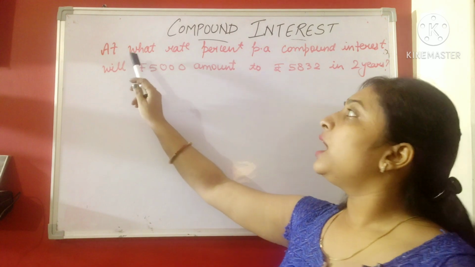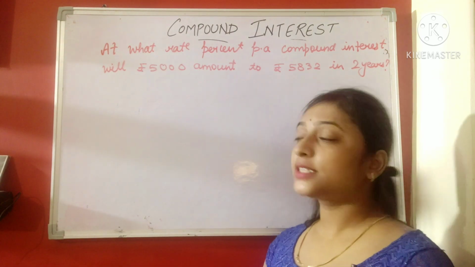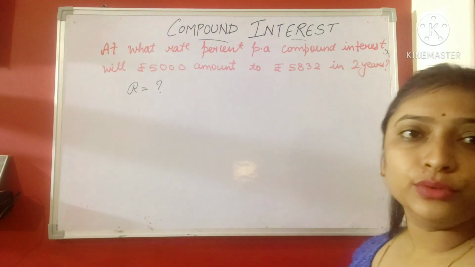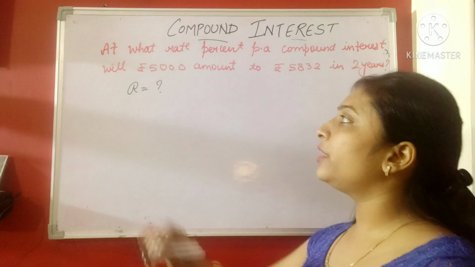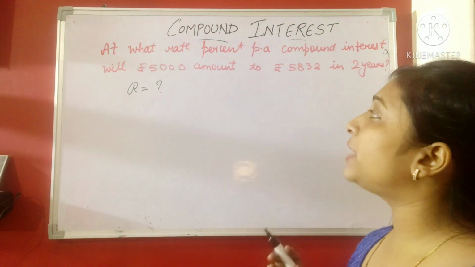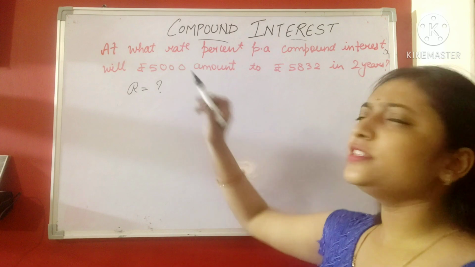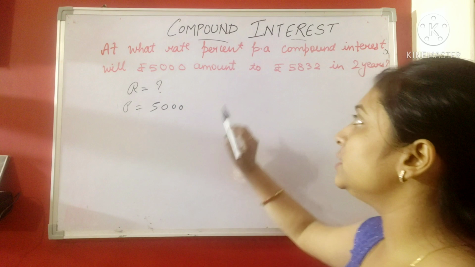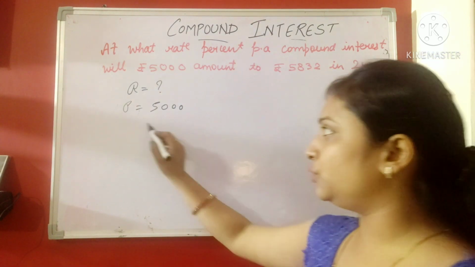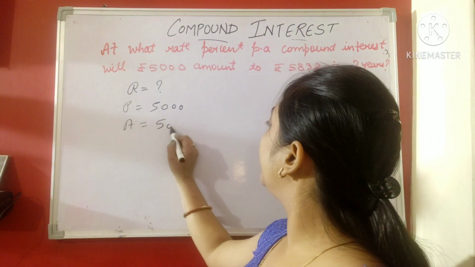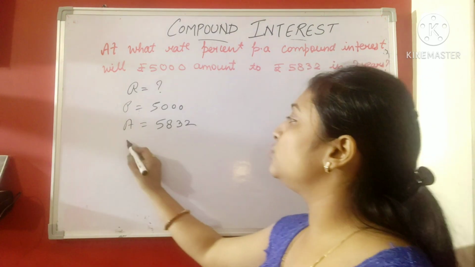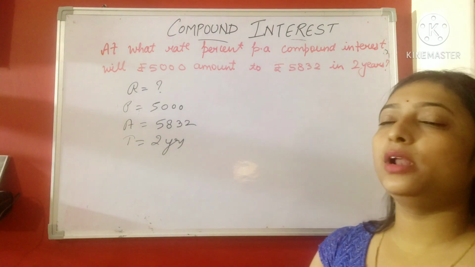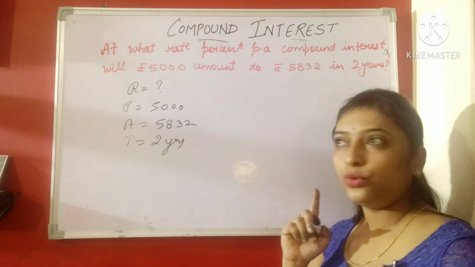In this question, at what rate percent? What is asked? Rate is asked in this question. Per annum compound interest, that means we have to apply compound interest, will rupees 5000 amount to. So what is this 5000? It is principal. Principal is rupees 5000. Amount to 5832. Amount is 5832. In 2 years, so time is equal to 2 years, and we have to apply the formula of compound interest to find out rate.